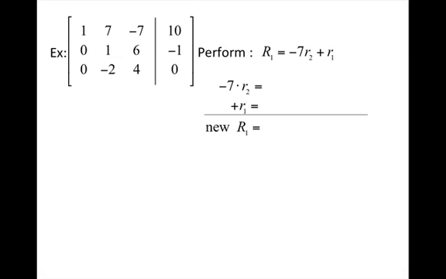So multiply every element in row 2 by -7. So 0 times -7 is 0. 1 times -7 is -7. 6 times -7 is -42. And -1 times -7 is 7. Now add this to row 1. Row 1 was 1, 7, -7, 10. So if I add this, 0 plus 1 is 1. -7 plus 7 is 0. -42 minus 7 is -49. And 7 plus 10 is 17.